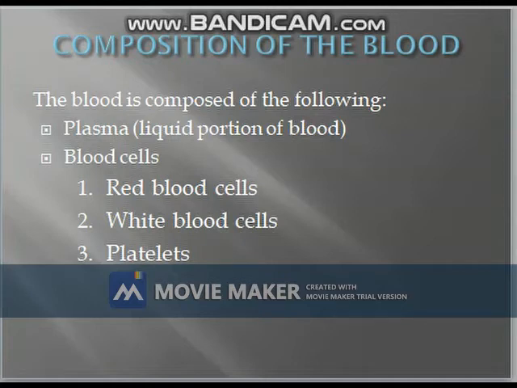Now the blood is composed of the following, which is the blood plasma, and that happens to be the liquid portion of the blood. And then we have the blood cells, which is the solid part of the blood. Now, the solid part of the blood is also further made up of various components, such as the red blood cells, the white blood cells, and the blood platelets. So, we are also going to look at each and every component under the blood cells.